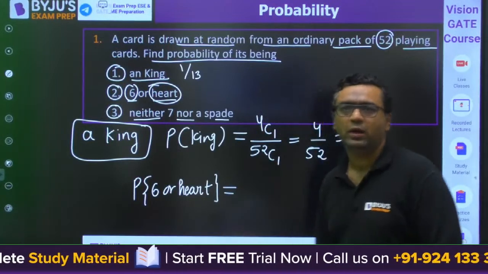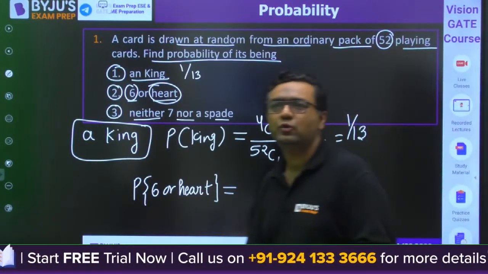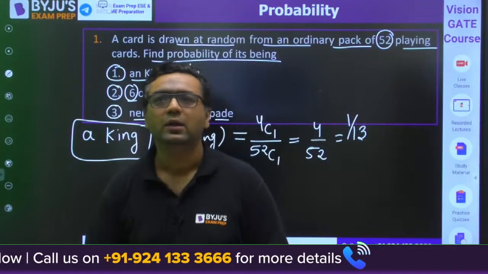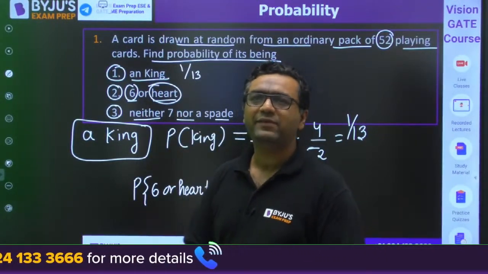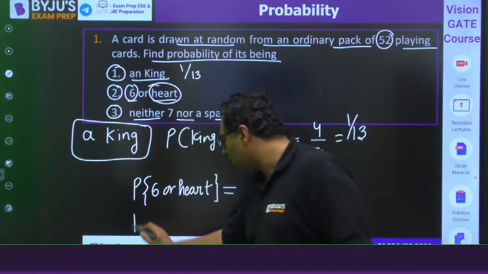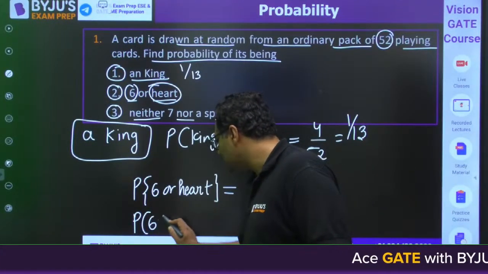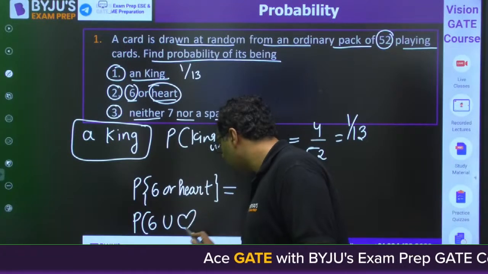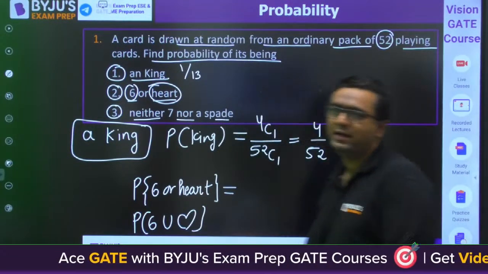Yes, 6 or heart. Okay, for that also many students have given the answer. Like Papa Ka Ghoda, aspirant have said 16 by 52. Okay, so it is actually saying 6 union heart. That is what you need to find out.